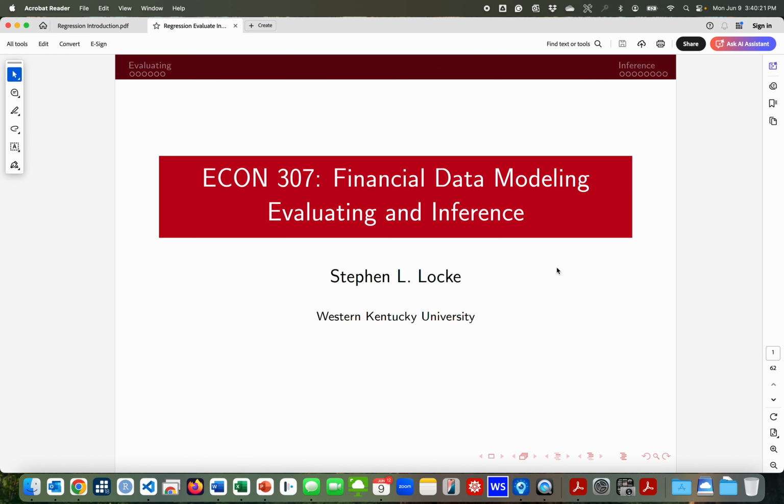This section will discuss how to evaluate a regression. So how well does the line fit? How precisely have we estimated the coefficients? A little bit of hypothesis testing. Fairly straightforward because all of the p-values are estimated for you when you estimate the regression in Excel.